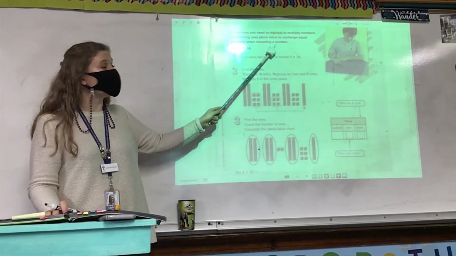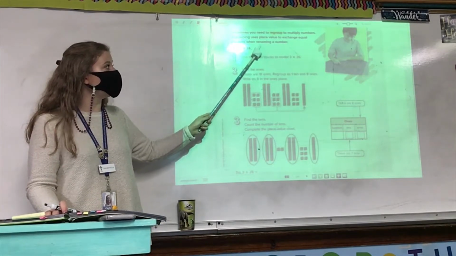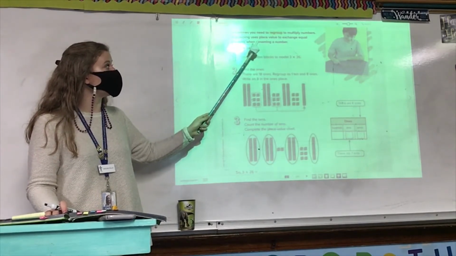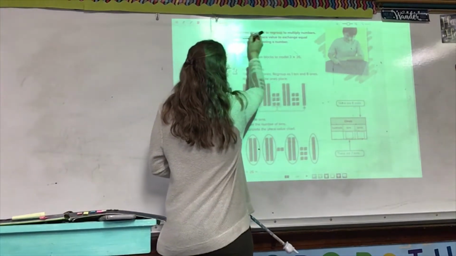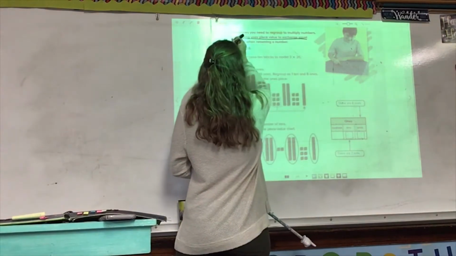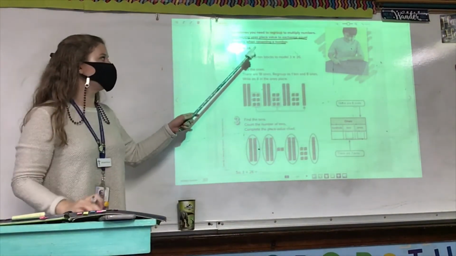Sometimes you need to regroup to multiply numbers. Regrouping uses place value to exchange equal amounts when renaming a number. So underline, regrouping uses place value to exchange equal amounts when renaming a number.